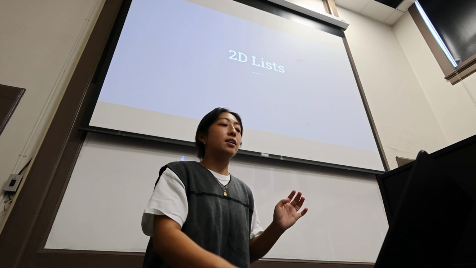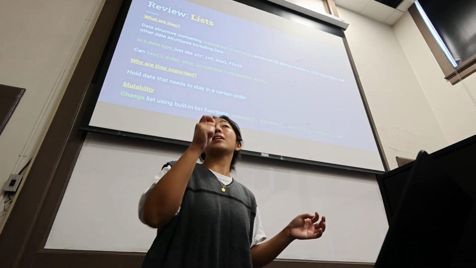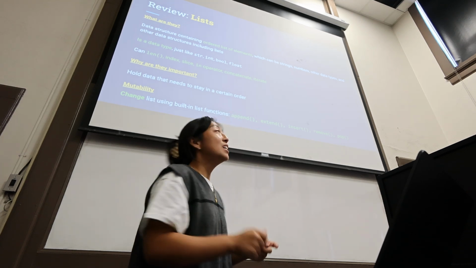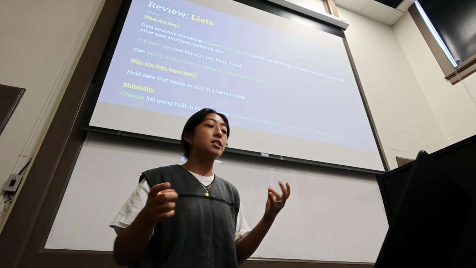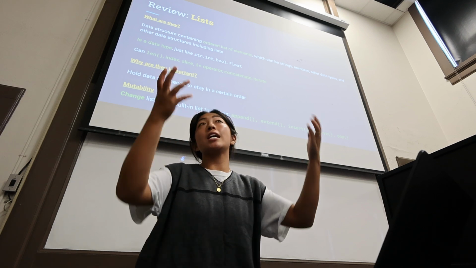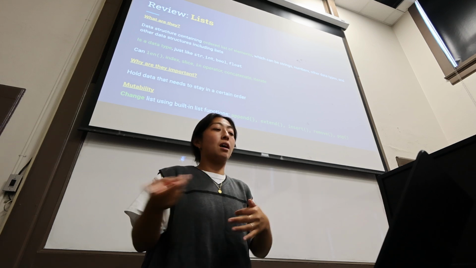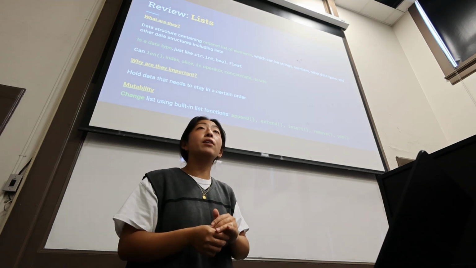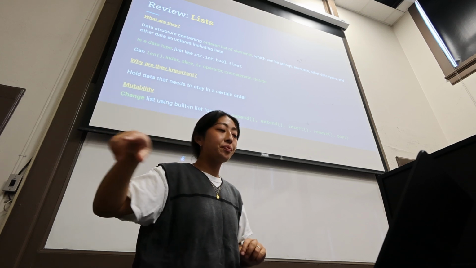Okay, let's talk about 2D lists. So remember, lists are a data structure that contains ordered elements. These elements can be anything really. They can be strings, numbers, lists. It can contain immutable things and mutable things. So a list is a data type itself, just like string, integer, boolean, float. Just remember, lists are mutable, meaning you can change them.